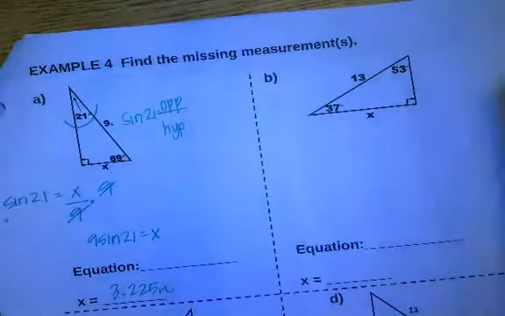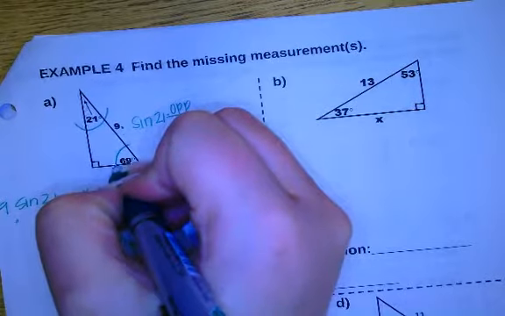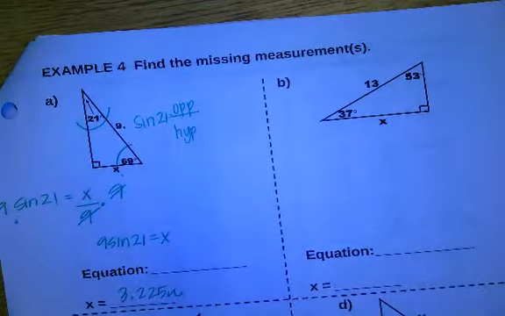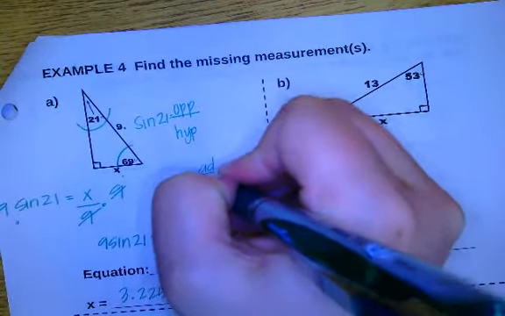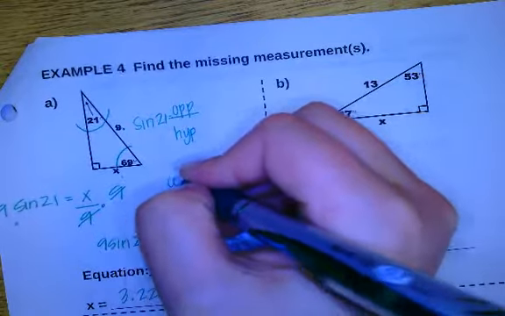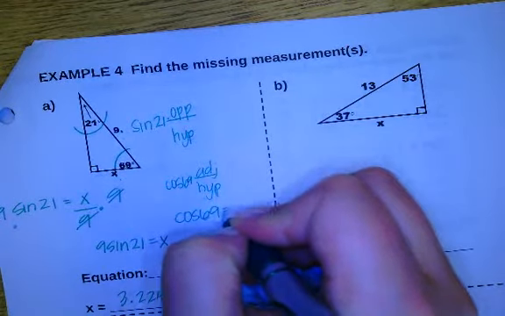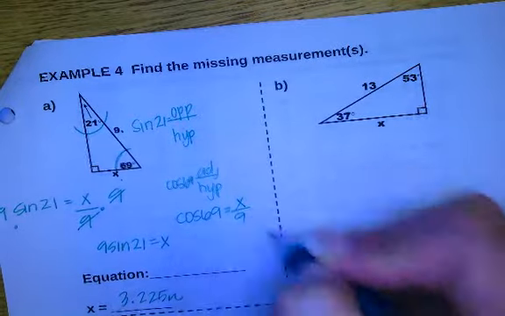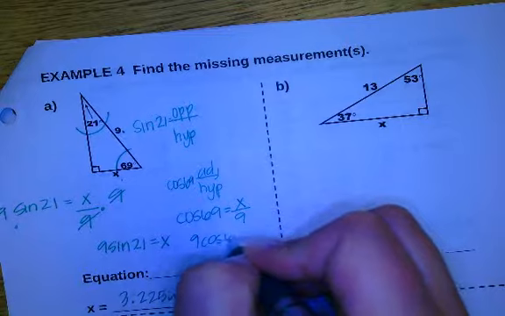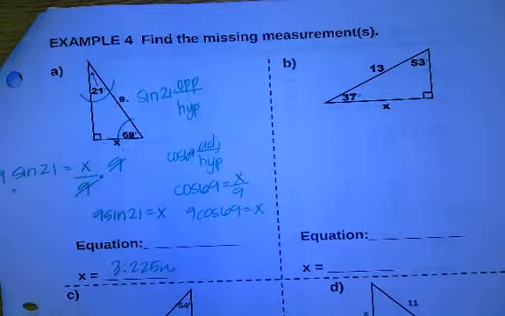Okay, what would you have done if you used 69 degrees? If I use 69 degrees, which sides do I have? Adjacent and hypotenuse. So which trig function would I have to use for that? Cosine of 69. So I have cosine of 69 equals adjacent, which is x over hypotenuse, which is 9. So 9 cosine 69 equals x, and you should get the same thing. So it doesn't matter which reference angle you use. Just pick one and go with it.